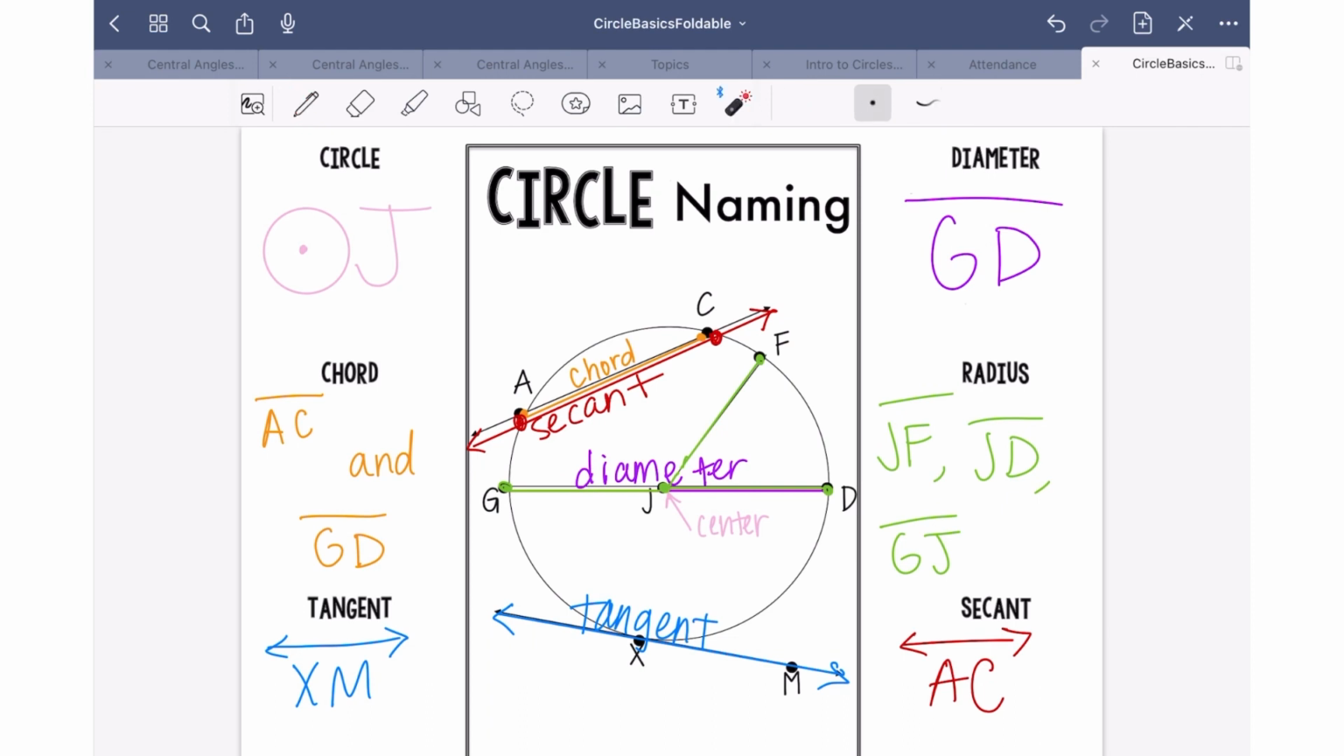So just to refresh, for circles, we use that circle with a dot in the center, referring to the center. For chords, we use segment lines with two letters. Same for radii. For diameter. And for the tangent and secant lines, we use the arrows above our points.